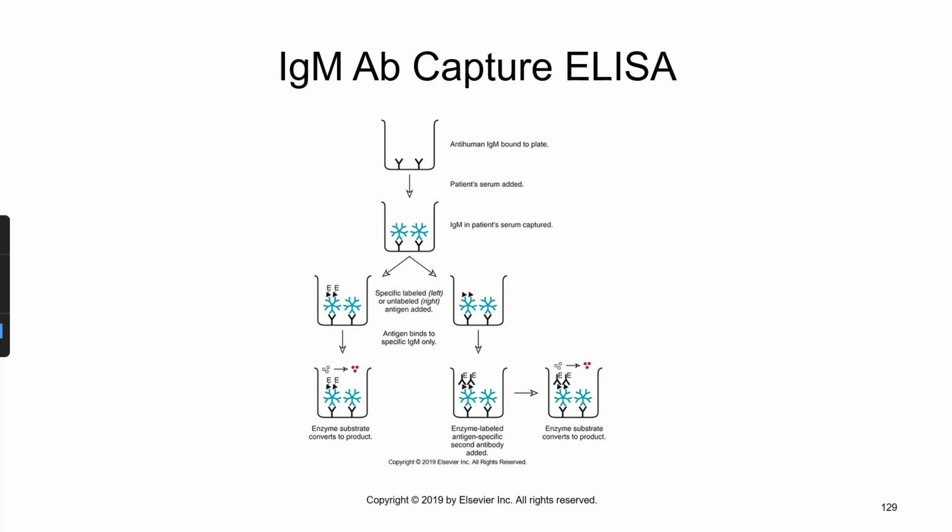IgM antibody capture ELISA is very similar, except IgM is a much larger antibody. You can see it's a pentamer, it's huge, and it's a very similar process.